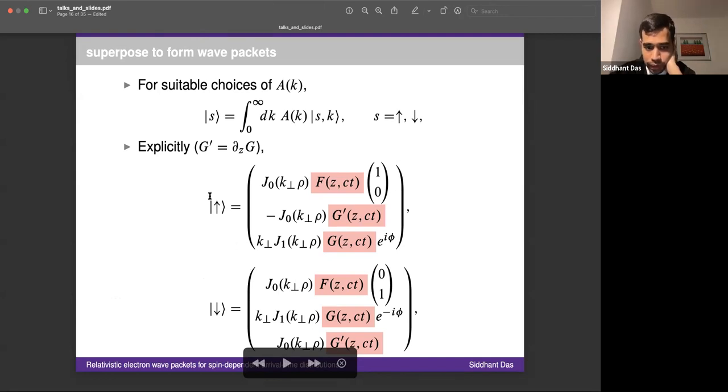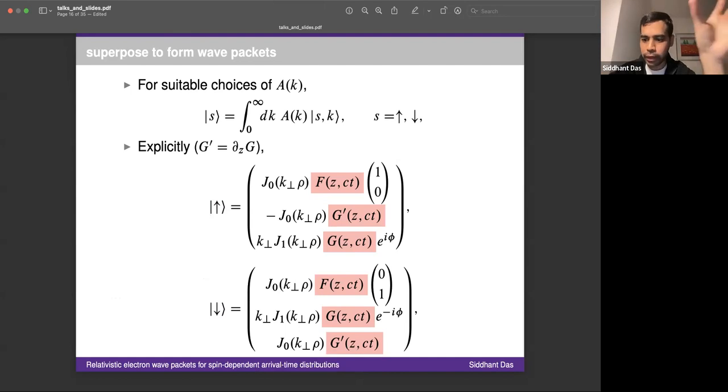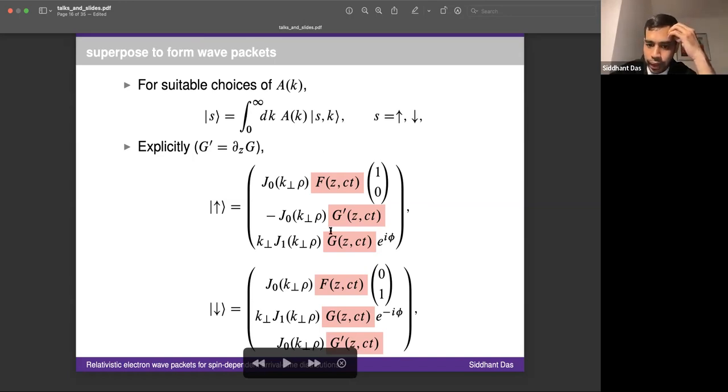So these states, which I have written with up arrow and down arrow, in the non-relativistic limit reduce to the familiar spin up and spin down wave functions. In the non-relativistic limit, all these lower terms vanish, and what remains are the upper terms. And what's nice here is that the most general form of the wave packet built from these kind of modes that we were discussing has this rather nice form.